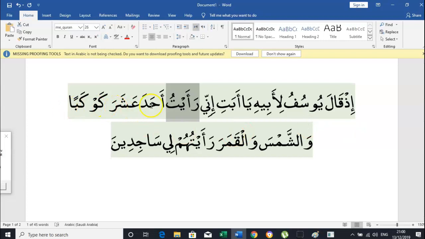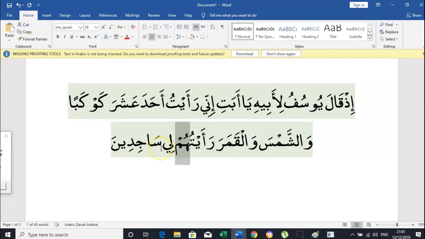أحد عشر كوكبا, 11 stars, والشمس, and the sun, والقمر, and the moon, رأيتهم. رأيت once again, I saw. Good. رأيت means I saw. Hum means them.